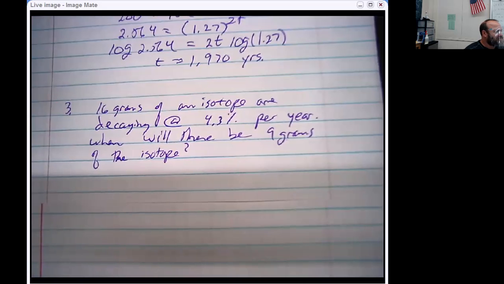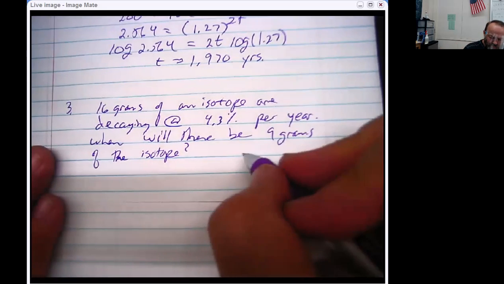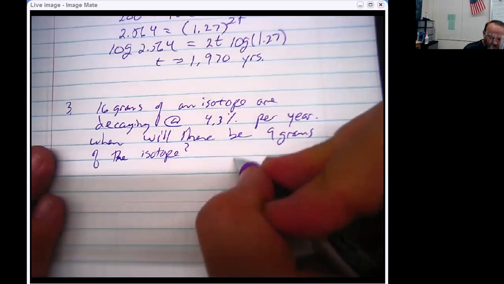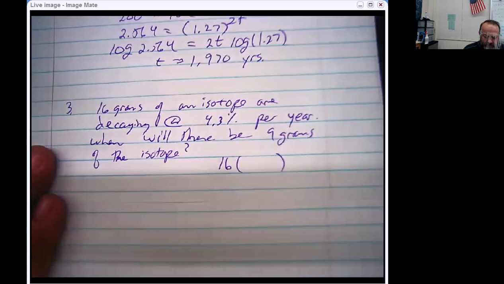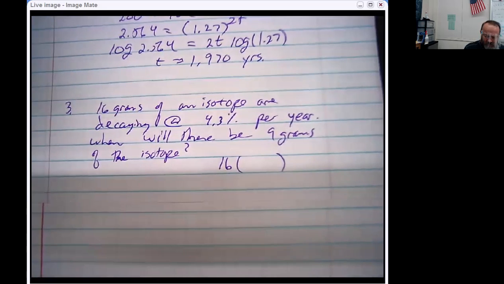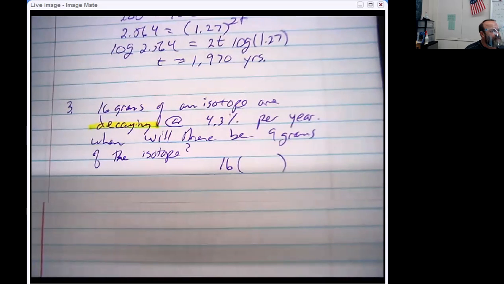So, was that enough time to set up your equation? Just to set it up? Paz, can you set it up for me? Yes, it is 16. What's going to go in the parentheses? Kind of a significant detail is that it's decaying, right? So what are we going to do? We're going to subtract. So that's 0.9.